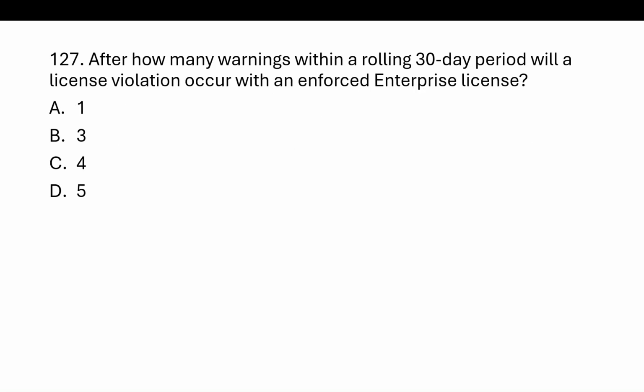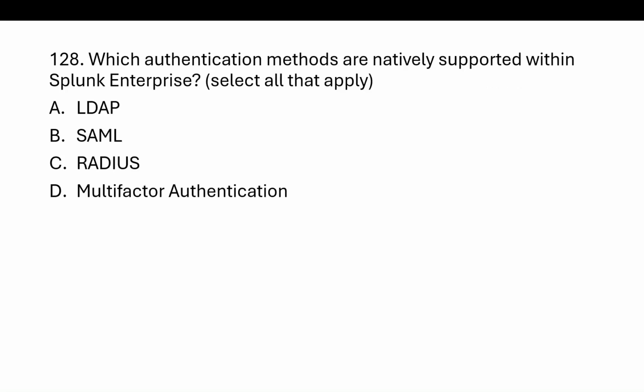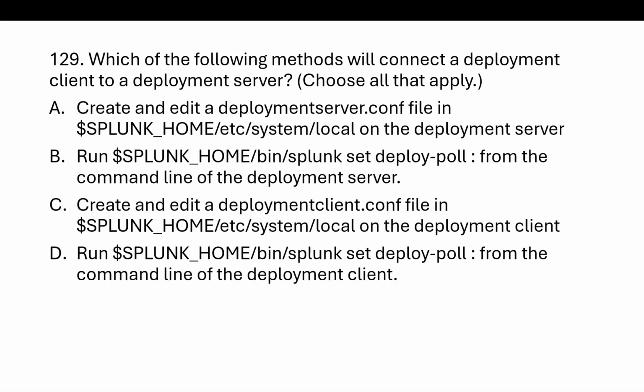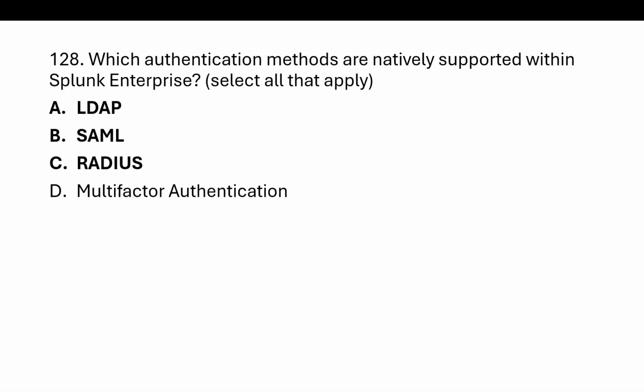Question number 127. After how many warnings within a rolling 30-day period will a license violation occur with an enforced enterprise license? And the answer is option D, 5. Question number 128. Which authentication methods are natively supported within Splunk Enterprise? And the answers are A, B, C. A, B, C means option A, LDAP, option B, SAML, option C, RADIUS.